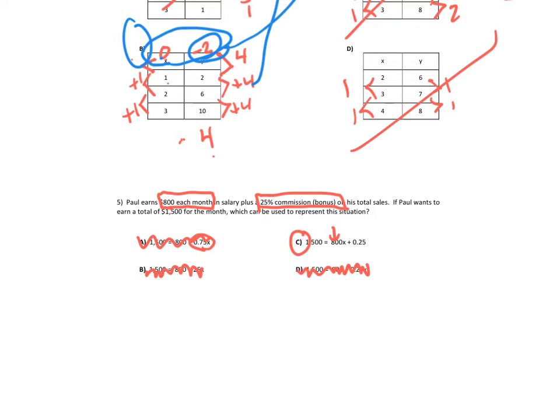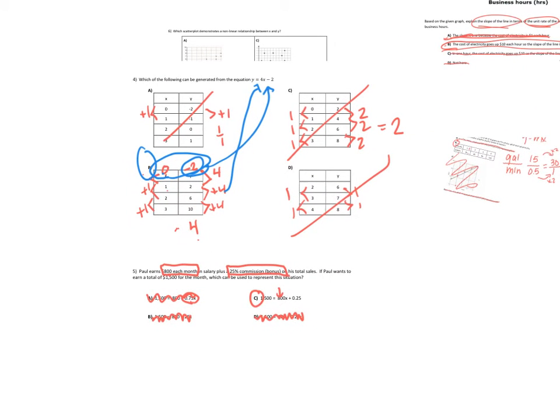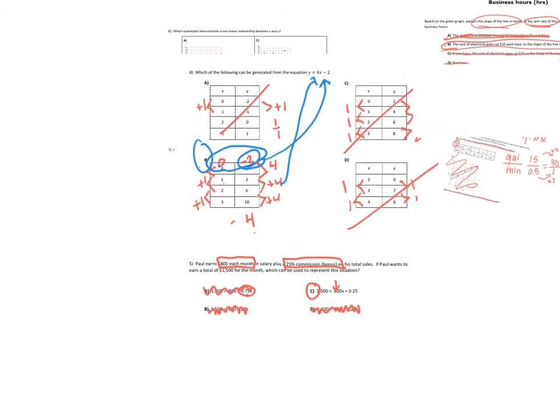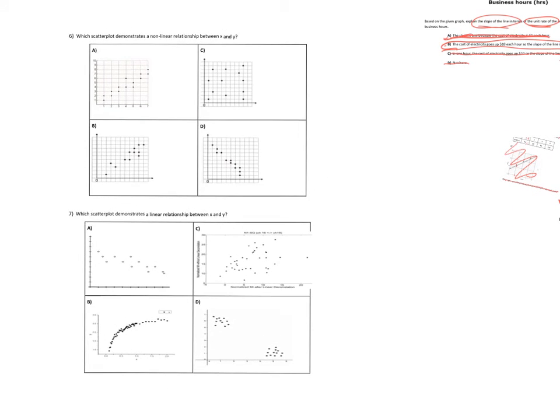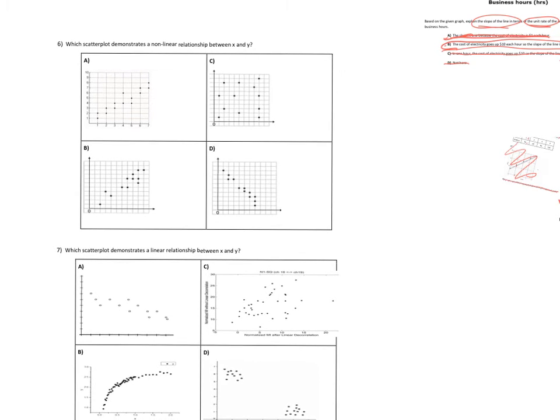So, looking at number 6. I'm going to pull this one to the side. Okay, so we're over here on number 6. Number 6 says, which scatter plot demonstrates a non-linear relationship between x and y?